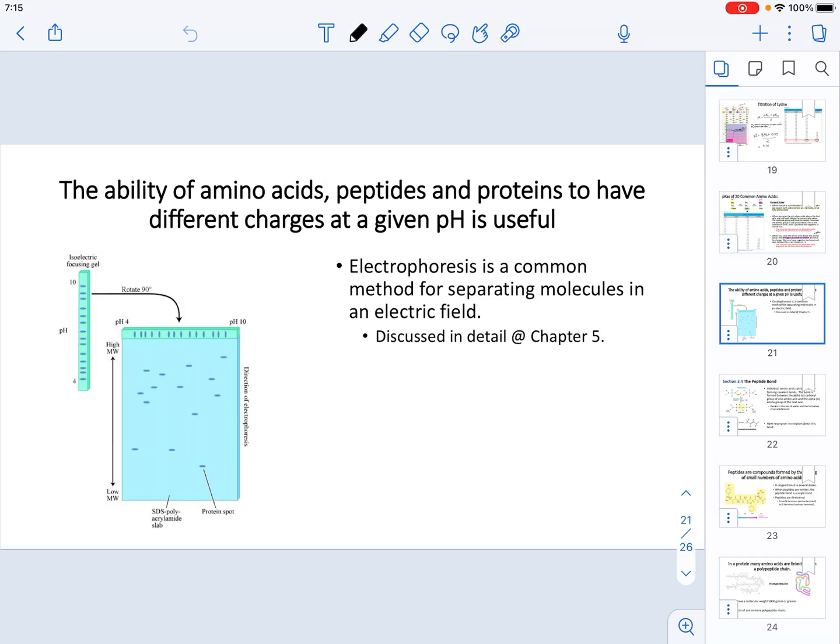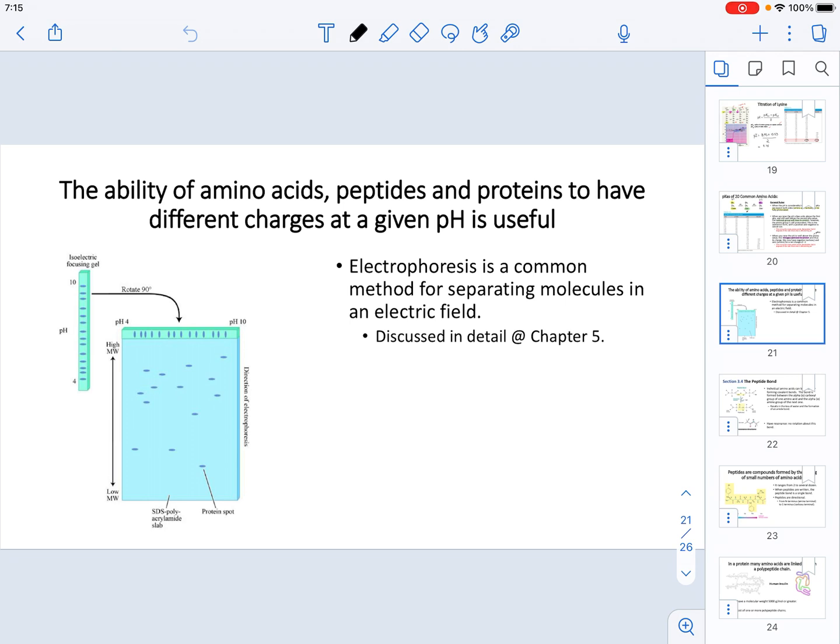In this video, we're going to finish the topics from chapter 3. Understand that the ability of amino acids, peptides, and proteins to have different charges at a given pH is very useful. The important application of the isoelectric point relies on the separation techniques that can be utilized in order to obtain pure proteins for experiments.